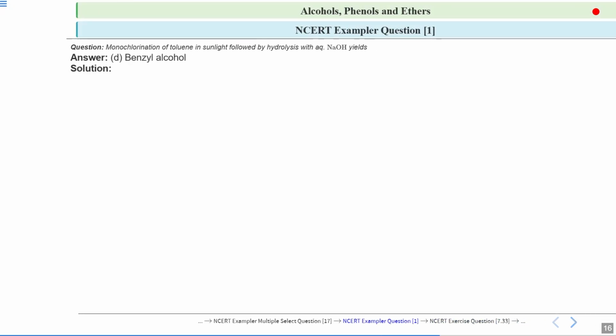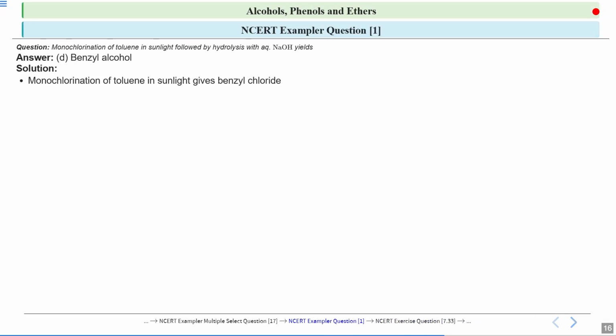Okay, students, so let's see the solution. The correct option for this is D, that is benzyl alcohol. Whenever there is monochlorination of toluene in sunlight, it gives you benzyl chloride. So if you are taking a benzene ring to which a chlorine is attached. So there is monochlorination of toluene, it will give you benzyl chloride. Okay, and there is no chlorination that occurs at the ring. So you need to remember that the chlorination is not occurring at the ring.